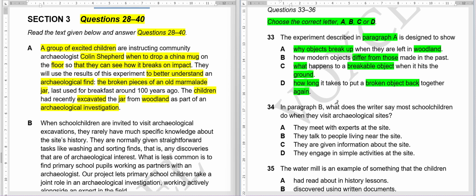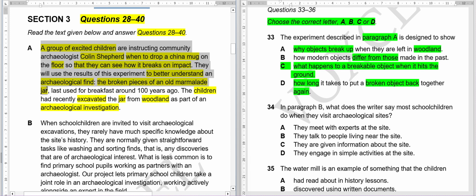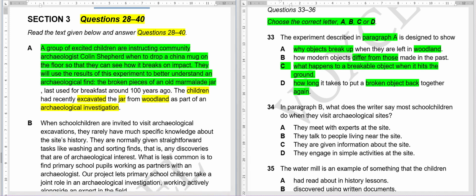Okay, time's up. So let's mark the answer first. The answer to this particular question is option C: what happens to a breakable object when it hits the ground? So first let me mark the answer along with the location. Then I will explain why it is the answer if you are not able to understand, and why other options are incorrect. So let's see.